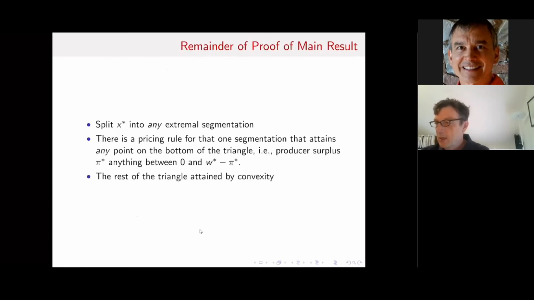And so what we did in the example with 3 values, we can now do more generally. We're going to simply take any aggregate market and split it into extremal segmentation by the lemma that I gave you. I know that I can do that. And the resulting segmentation allows me then to introduce 2 pricing rules, namely the minimum pricing and the maximum pricing, that give me any point on the bottom of the triangle.